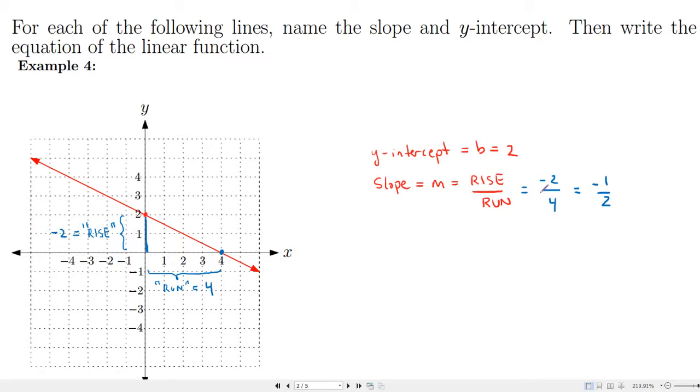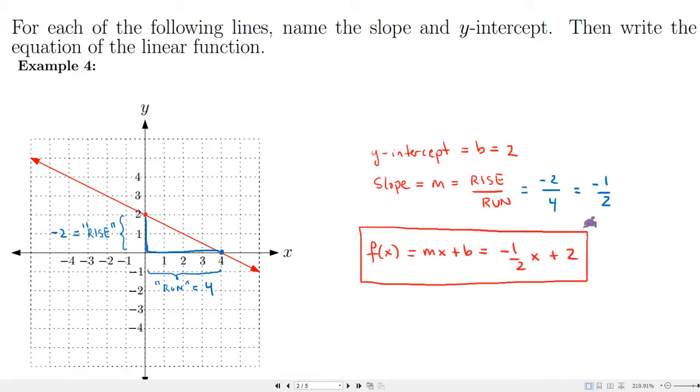Okay, and we could label that over here. Once we have these two pieces of information, the m and the b, then that determines a line, right? So then we have an equation for a linear function. The linear function f of x is equal to mx plus b, and now we just replace the m and the b. So this would be f of x equals negative 1/2 x plus 2.